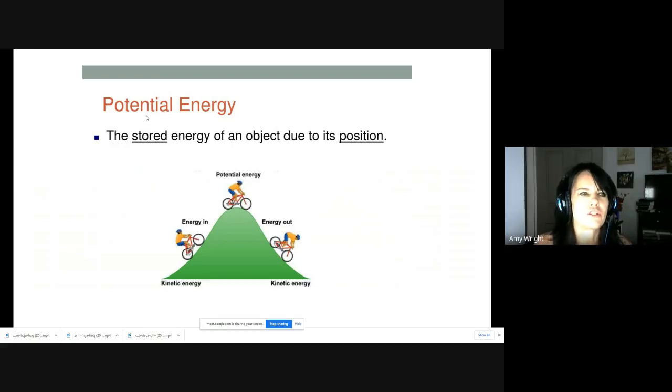Sometimes you'll see potential energy called gravitational potential energy. Same thing. It's just how hard gravity is going to work on that, okay?